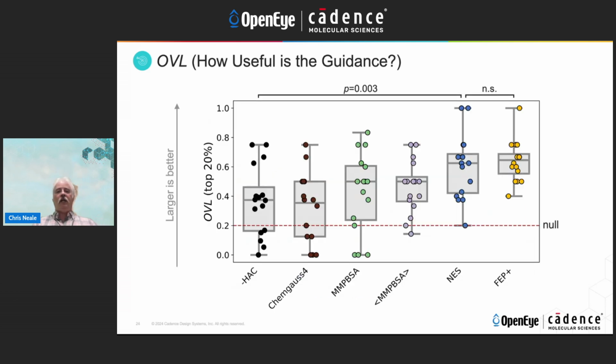So we can come back to a plot like this where I compare all of the different methods. On the right, you've got NES and FEP+. Now we're looking at the overlap coefficient of the top 20%. Again, a paired t-test shows no statistically significant difference between those two, but they are better than the methods that exist higher up in the funnel.